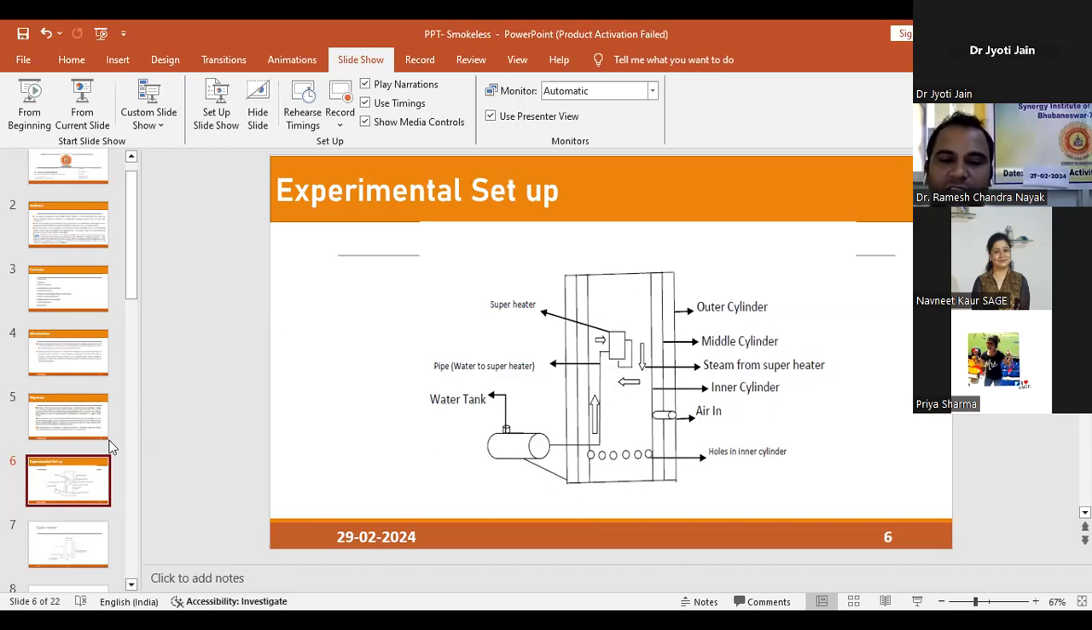The detailed dimensions I will describe here, and this is the 2-dimensional diagram of my arrangement. Inside the combustion chamber, or inside the inner cylinder, this is the superheater, and this is the water tank. The water tank is connected with the superheater, and the other side of the superheater is attached with a nozzle, and some air holes are provided on the periphery of the inner wall.